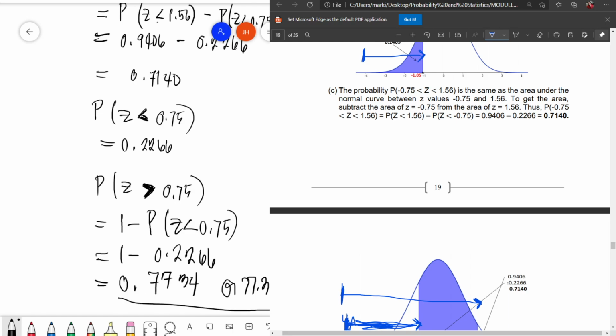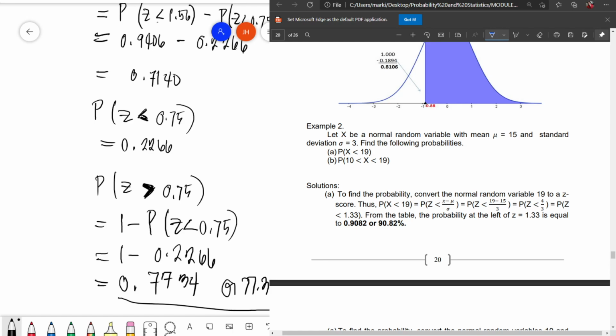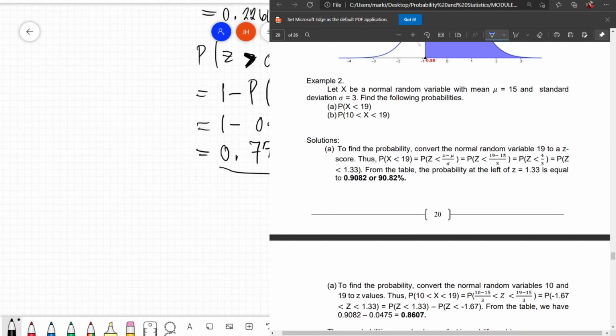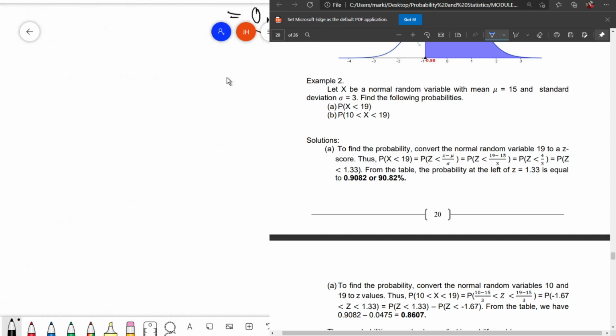I hope hindi kayo malito about sa pagkuha ng greater than or less than. Proceed po tayo. How about this one? What if po, sa lesson 4 po yung binigay, yung hindi po naka Z-score na kailangan pa pong standardize. So again, ulit, gamitin nyo lang yung formulang Z is equals to X minus the mean over standard deviation.